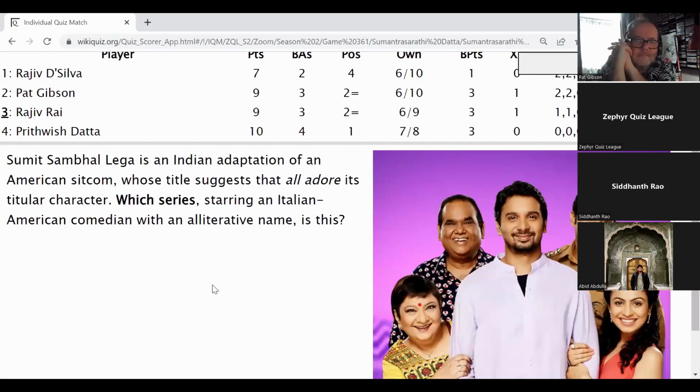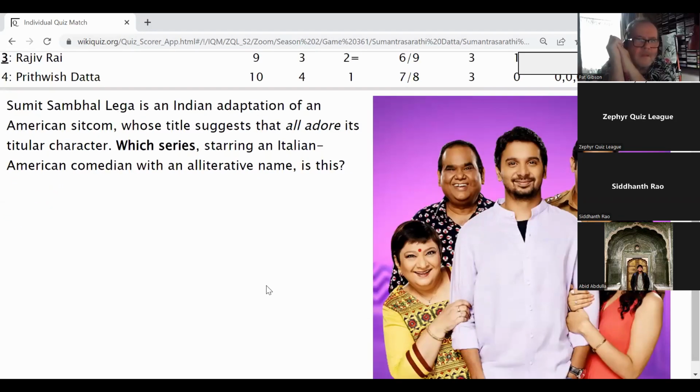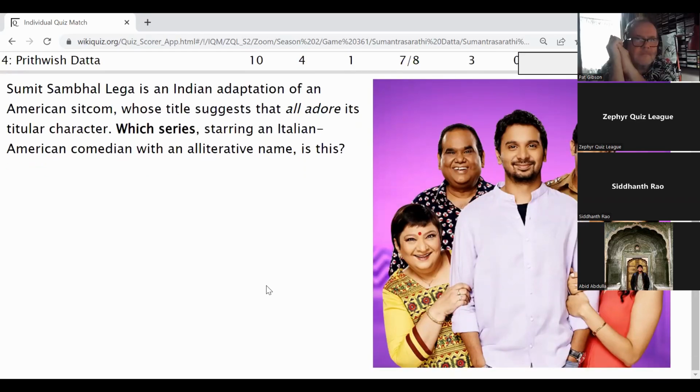Rajiv Rai, second question. Sumit Sambhalega is an Indian adaptation of an American sitcom whose title suggests that all adore its titular character. Which series starring an Italian American comedian with an alliterative name is this?